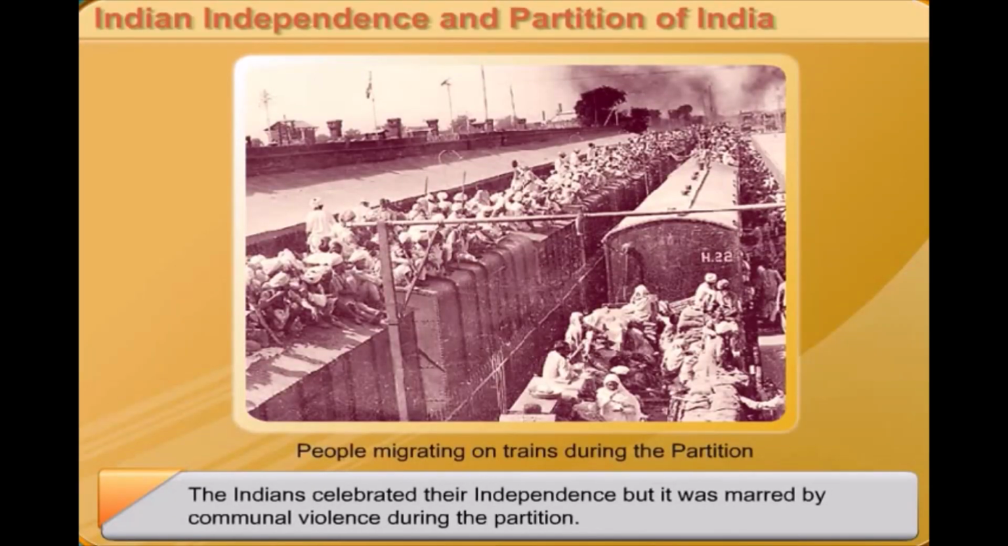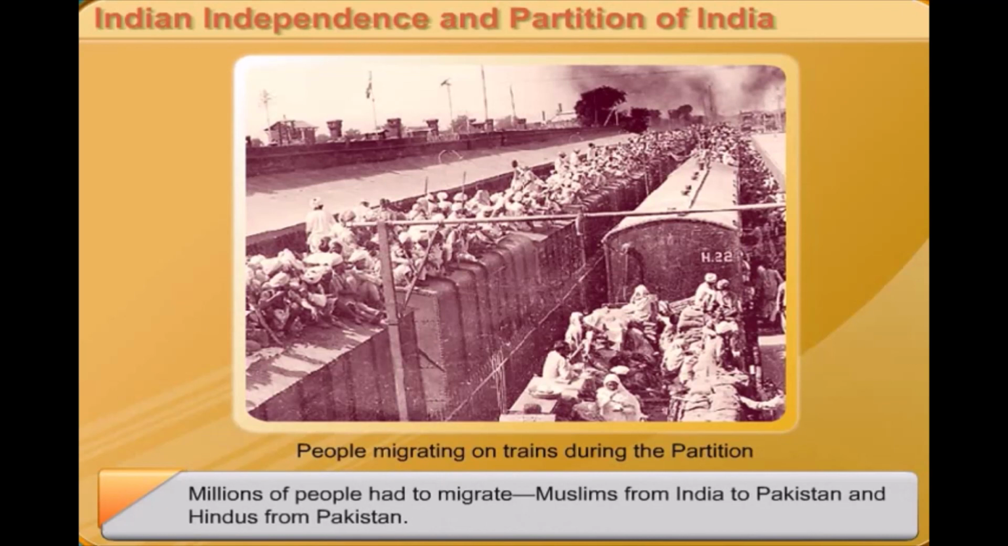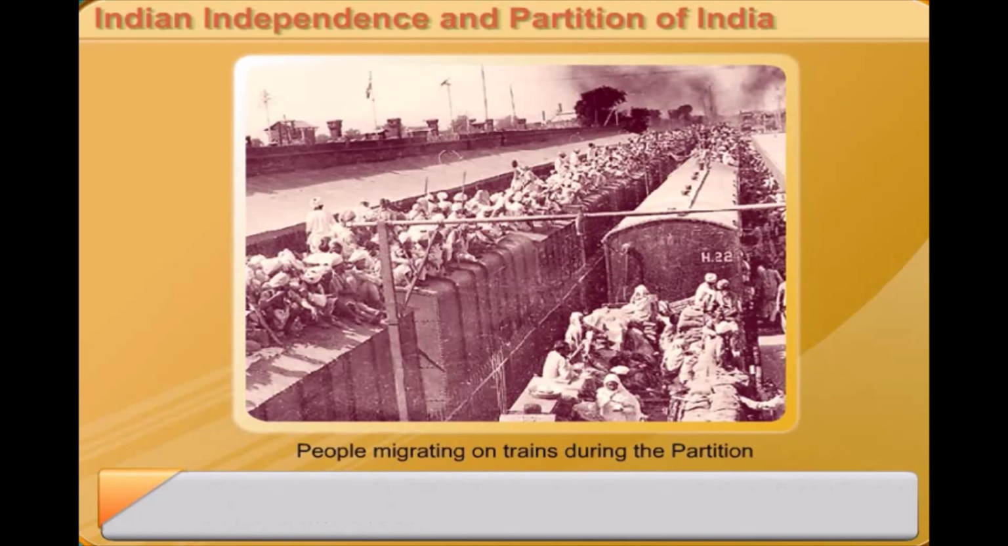The Indians celebrated their independence, but it was marred by communal violence during the partition. Millions of people had to migrate, Muslims from India to Pakistan and Hindus from Pakistan. On 30th January 1948, Gandhiji was assassinated.